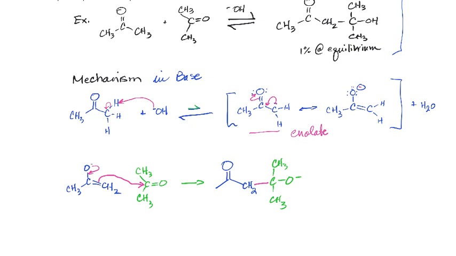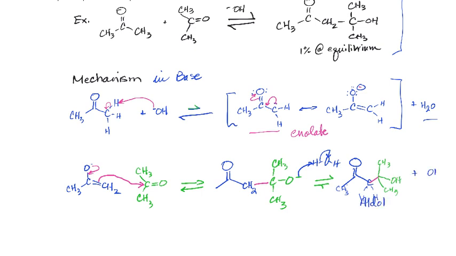And in this, let's see, I should have also written this as equilibrium. We can have that add a proton from the water that formed back here. Take the proton, and we get our aldol product, ALDOL, and hydroxide back. So that was a catalytic process.